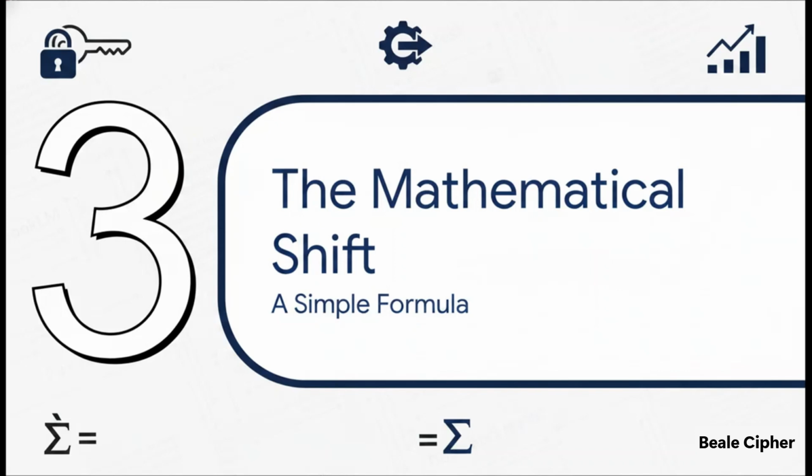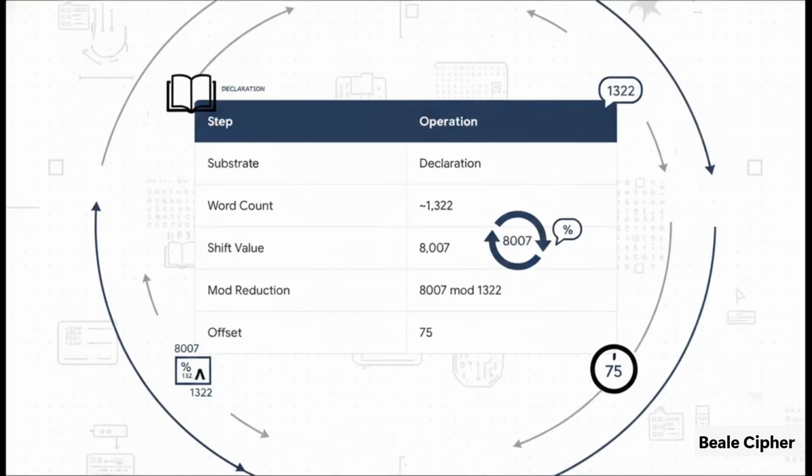Section 3, the mathematical shift. Of course, having the master key is only half the battle, right? You have to know how to actually use it. Here is how the mechanics work, and don't worry, it's strictly 8th grade level math. Our base text, the Declaration of Independence, has approximately 1,322 usable words. Our shift value, our key from B2, is 8,007.